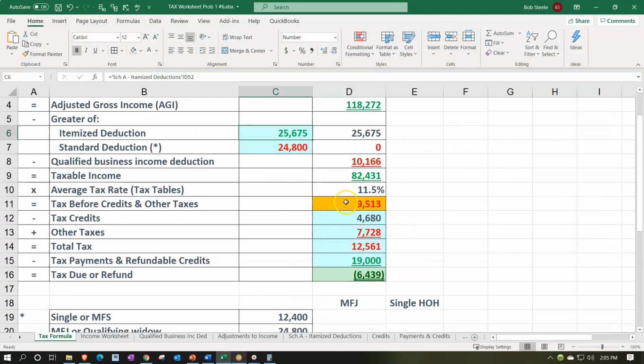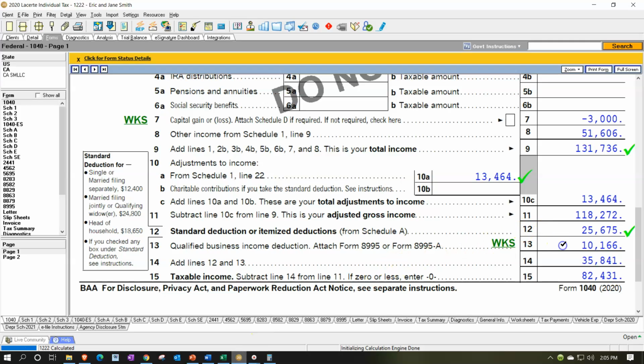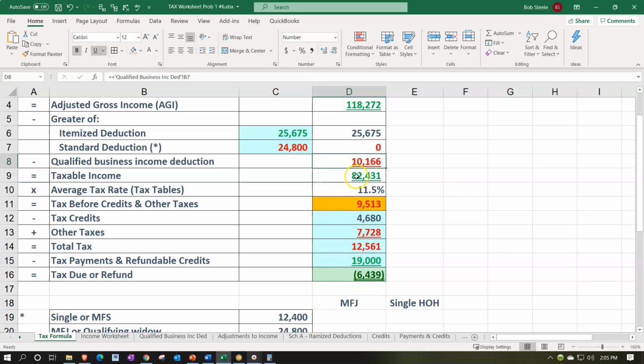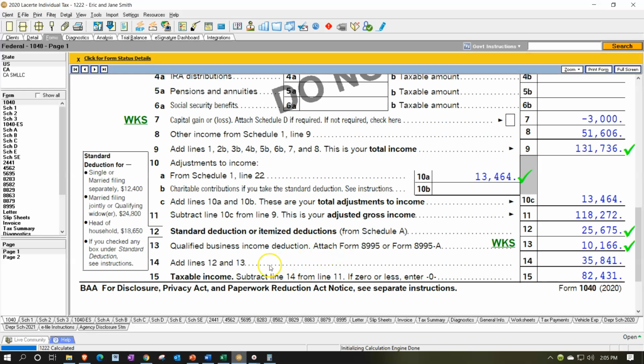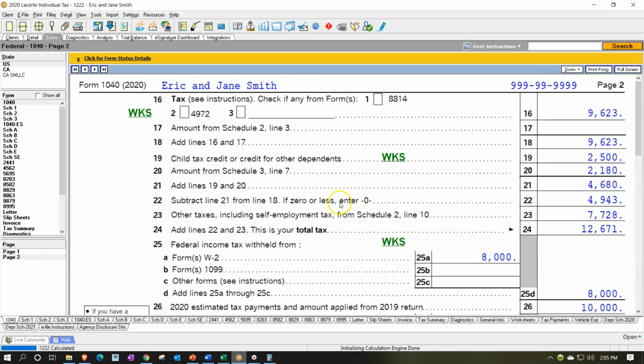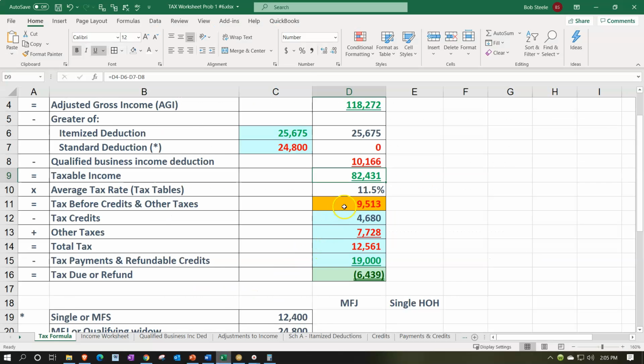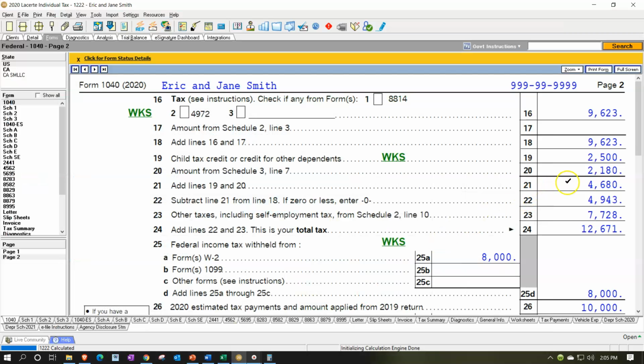And then we have now the 10,166 for the qualified business. So we got the 82,431 for the taxable income. And then we're going to let the system calculate the tax, which should change to some degree a bit. So 9623 is the tax. We're going to change that to 9623, relying on the software for that. Then we got the credits, 4680 on the credits. So that's going to be this item.